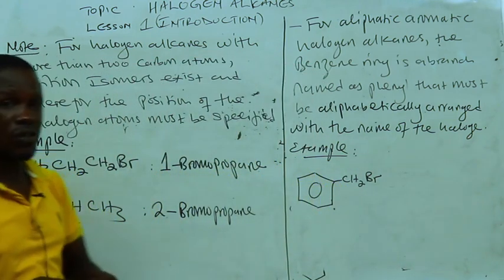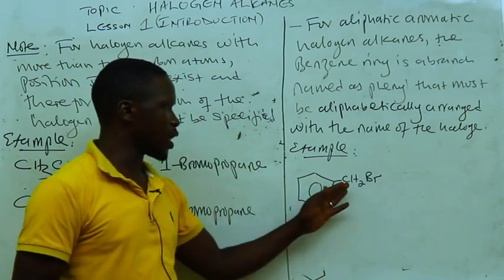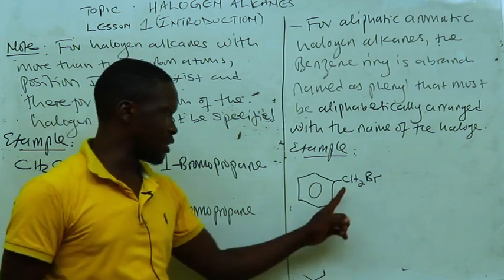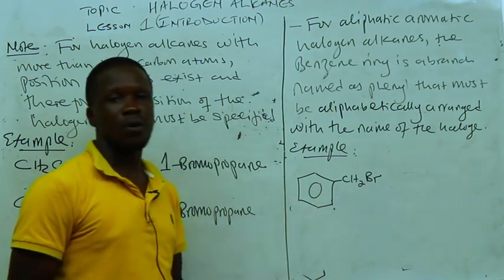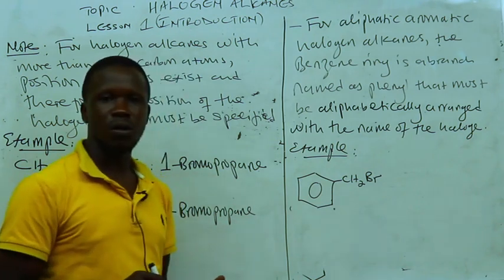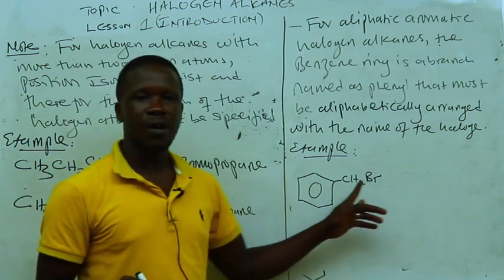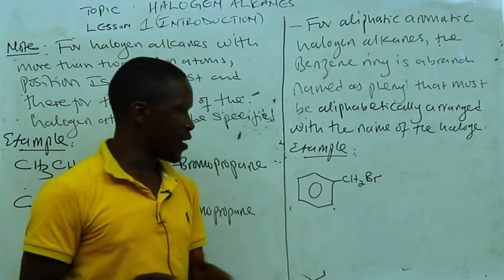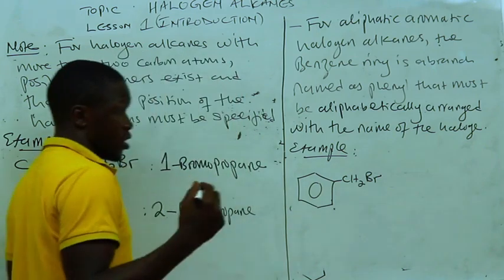In this case, the benzene ring is going to be considered as a branch, meaning the main carbon chain has only one carbon atom, and that is a methane now. On this carbon atom, there is a halogen atom, and there is also a benzene ring. So we shall arrange the bromo and the phenyl. Phenyl is the name given to benzene when it is not the main carbon chain.